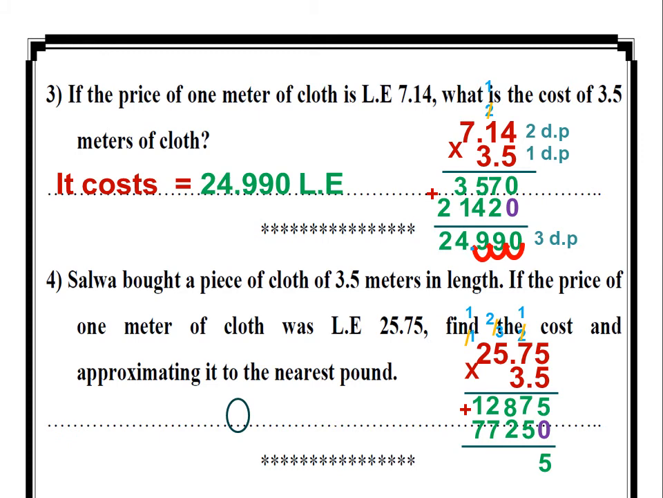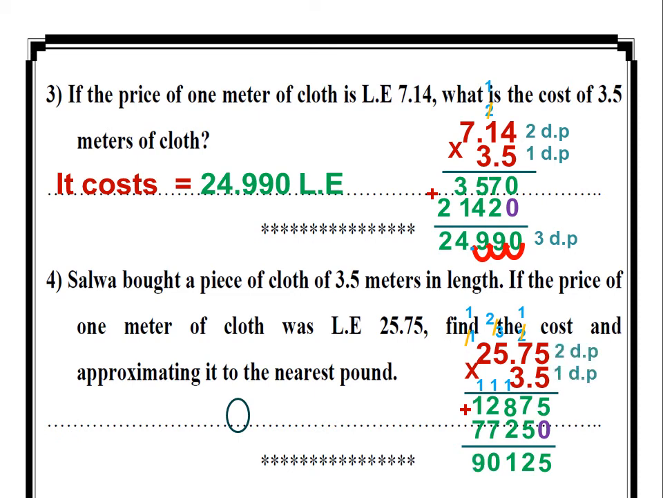Add. 5 plus 0, which is 5. 7 plus 5, which is 12. 2 and carry up the 1. 1 plus 8, 9, plus 2, 11. 1 and carry up the 1. 2 plus 7, 9, plus 1, 10. 0, carry up the 1. 1 plus 7, 8, plus 1, 9.